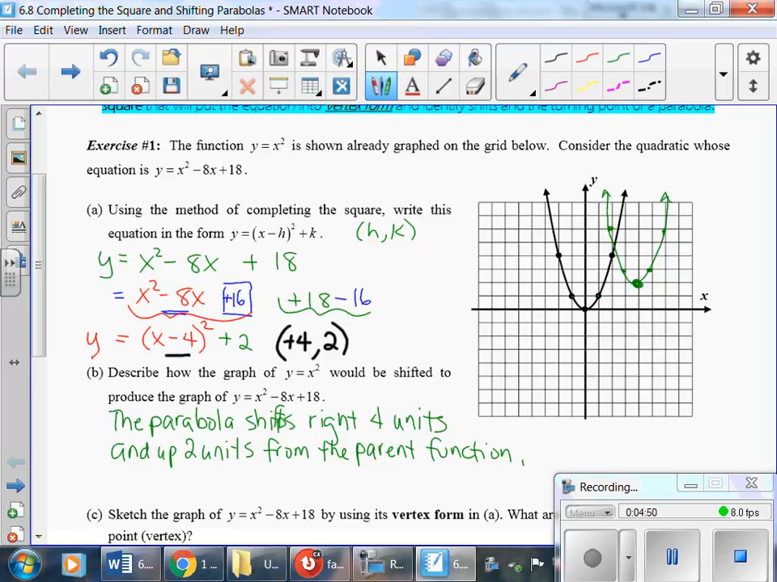I think the greatest point to make is right here with the vertex. Once you complete this square, it's the opposite sign of the x, because it's x minus h. So that h has to be a positive 4, and then it's plus k, so I know that the y value has to be 2. We'll do some more, so don't worry if it's still not becoming clear to you.